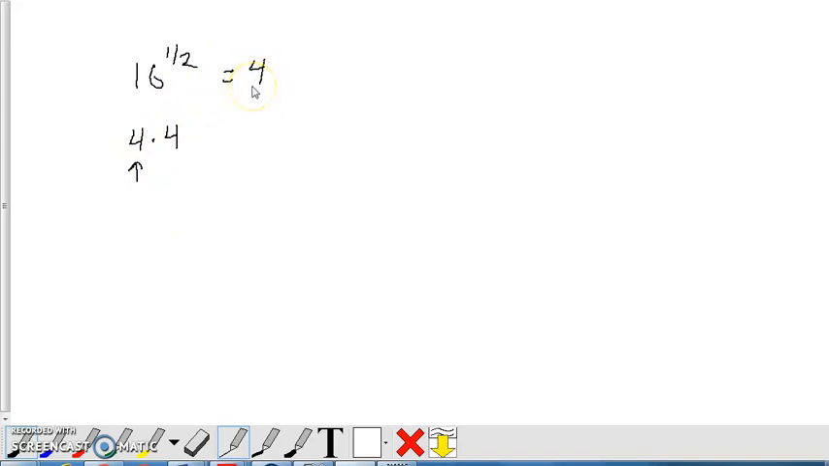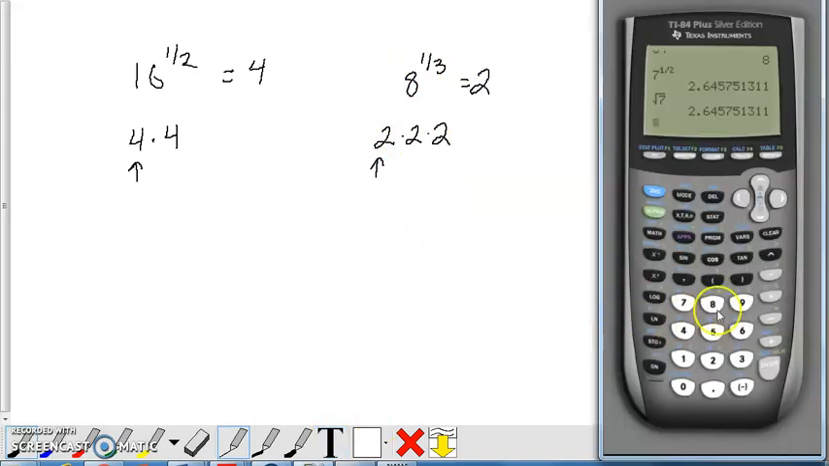Let's see if that same logic works with a different fraction. Say I say 8 to the power of 1/3. This means that I want the same number to repeat 3 times. I know that 8 is made up of 2 times 2 times 2, and how many 2's do I want? I actually just want 1. So this answer should just be 2. Let's test it out. 8 to the power of 1 divided by 3 just gives you 2.